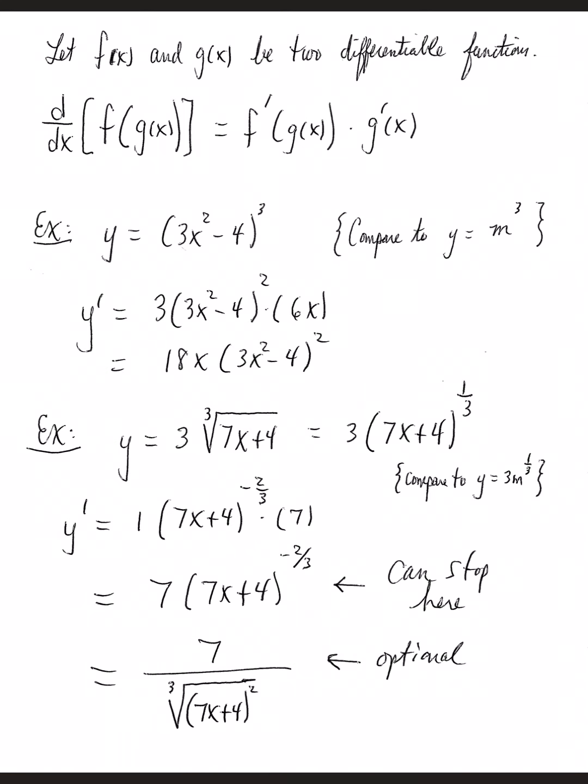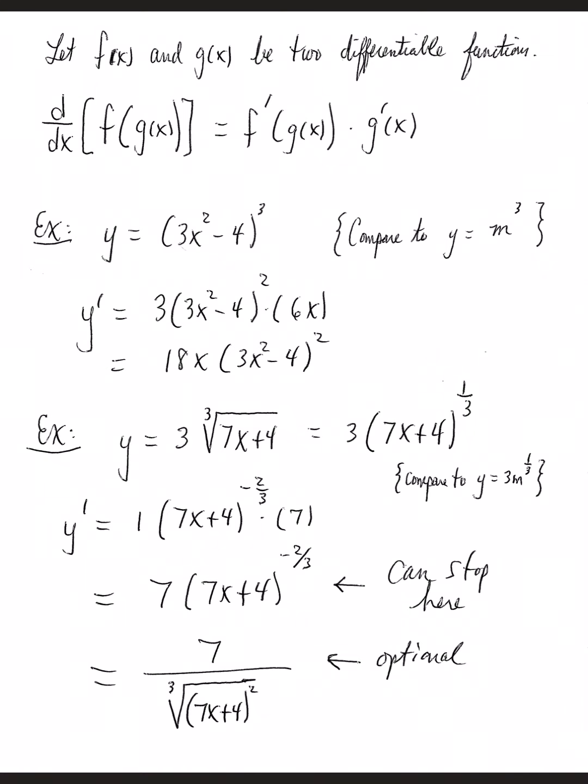Let's look at a second example. 3 times the cube root of 7x plus 4. Remember that we've been writing radicals as fraction exponents or rational exponents. A cube root has a power of 1/3 when translated. So this is 3 times (7x plus 4) to the 1/3 power. That's equivalent to a cube root.